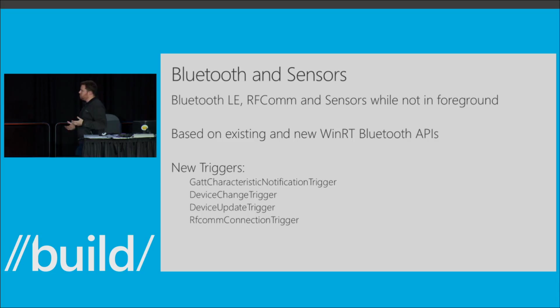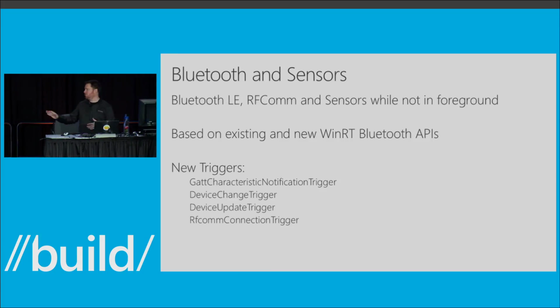So for Bluetooth, we've added the GATT characteristic notification trigger, a bit of a mouthful, but if you've used Bluetooth LE, you know what the GATT is. This is the service that tells you when things have changed, raises an event on the device, and this gets translated into a trigger, and then we activate a task at that point. You can then process the event.